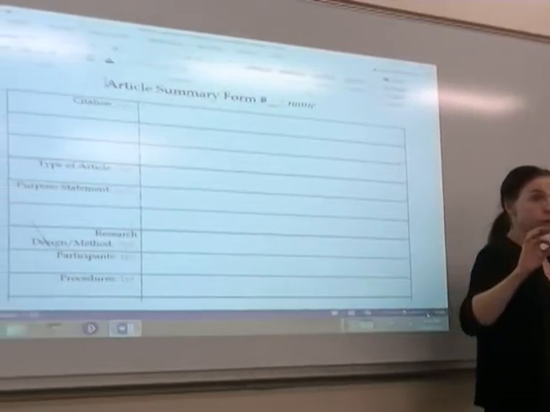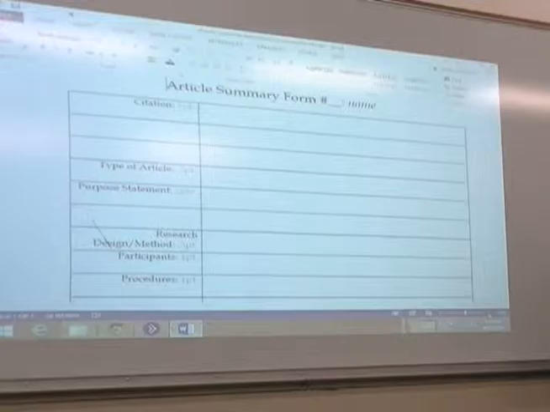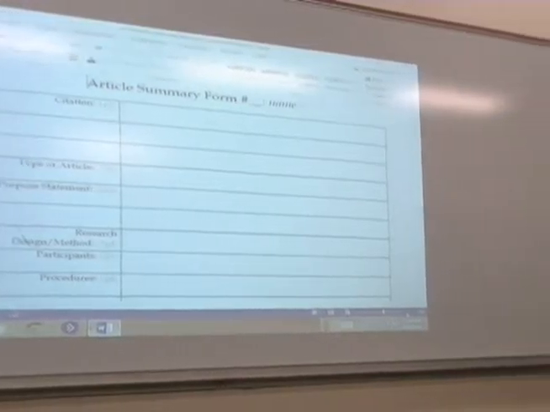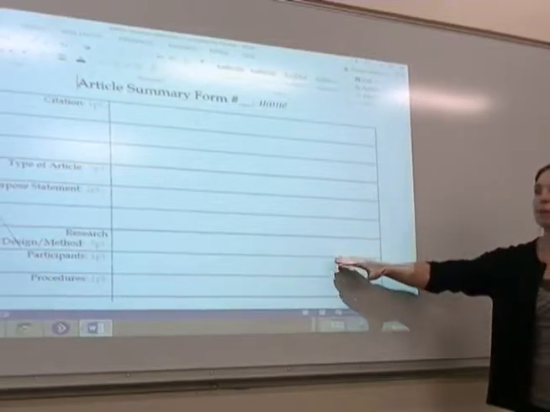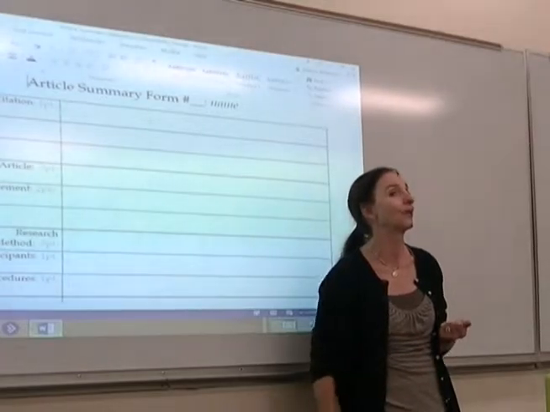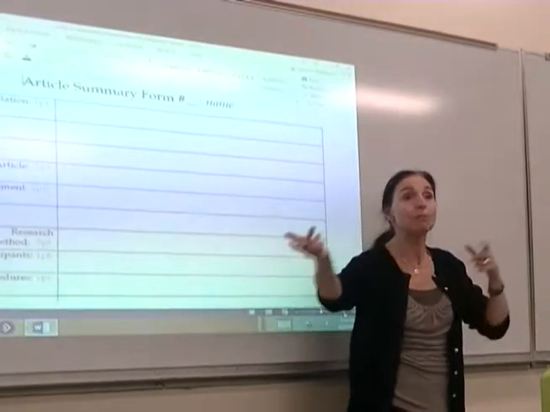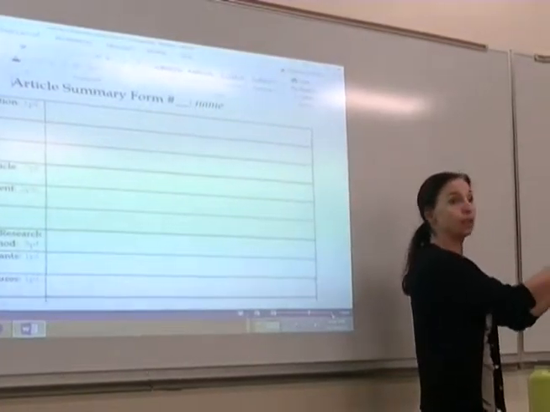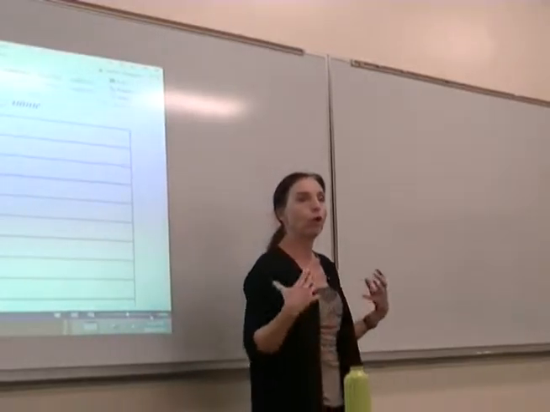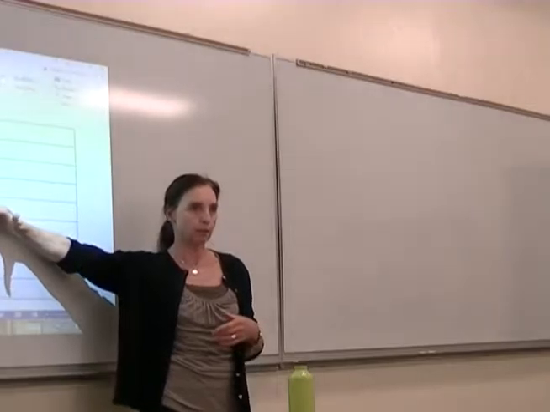Participants should be relatively short and sweet. That's why there's only one line there. Right? How many of them were there? Well, that's quite important, because if I'm reading this summary and there was only one person in this study, I might not want to bother reading this study. So I'd like to know if there was only one person before I spend my time going and downloading this article from a database. Right? So how many? Who were they? Why were they relevant to the purpose statement?